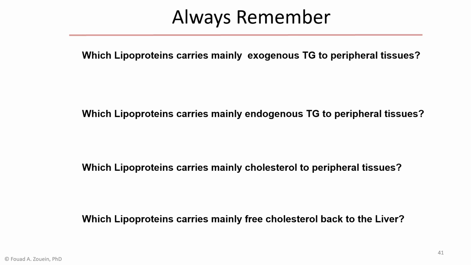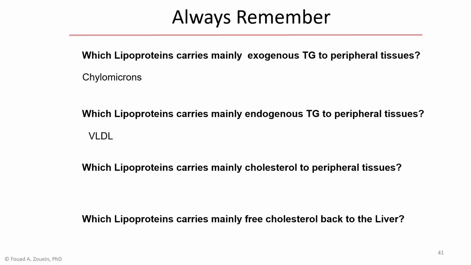So a quick summary. Which lipoproteins carry mainly exogenous triglyceride to peripheral tissues? It's chylomicrons, right? Which lipoproteins carry mainly endogenous triglyceride to peripheral tissues? So the endogenous triglyceride is triglyceride formed and wrapped up in the liver, basically, and delivered to the tissue. So here we're talking about the very first one that's released from the liver, and it's called VLDL, right?